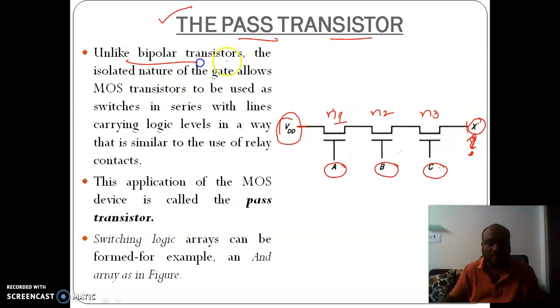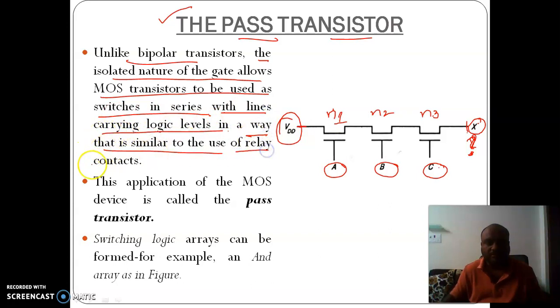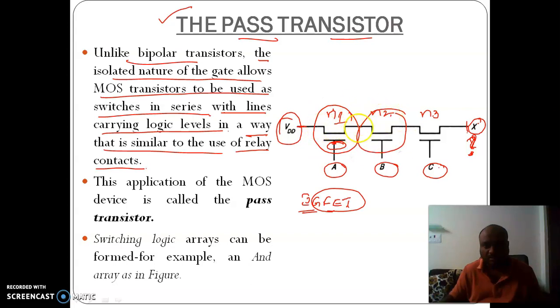Unlike bipolar transistors, the isolated nature of the gate allows MOS transistors to be used as switches in series with lines carrying logical levels, in a way that is similar to the use of relay contacts. Unlike in a BJT, here the gate is isolated, the IGFET, which we otherwise call the MOSFET, isolated gate field effect transistor. The gate allows the nMOS switches to be connected: this is one switch and this is the other switch. This connection is known as a series connection, which is similar to the use of a relay.